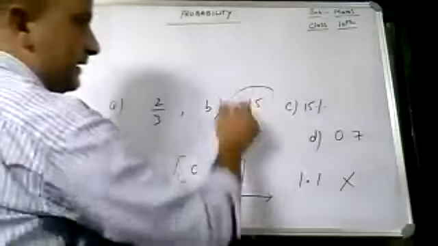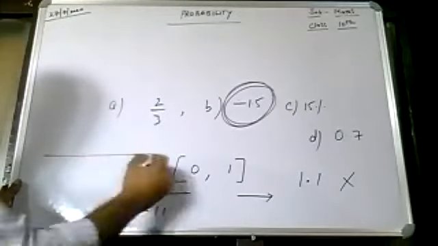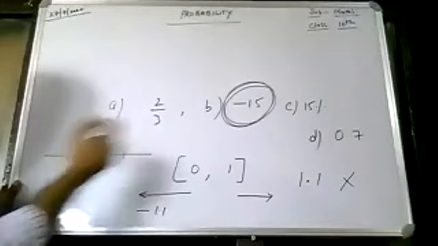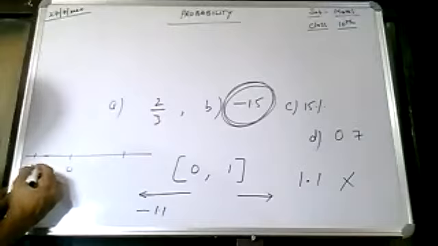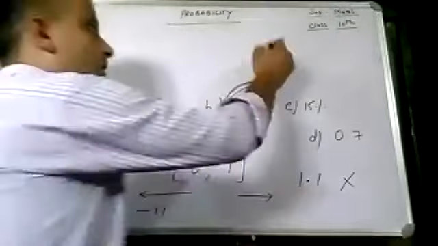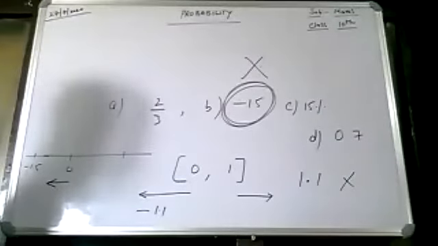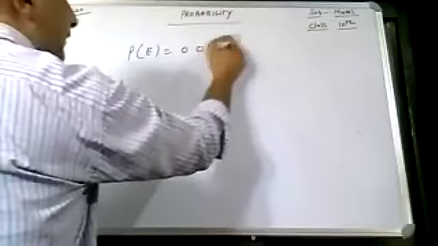See, this number is negative. Negative means below. Suppose this is 0, this is 1. Minus 1.5 is here, meaning below 0. So this cannot be the probability of an event. So the option is B, that is minus 1.5. Clear, students? Next, read.